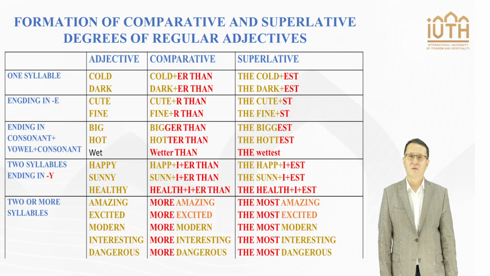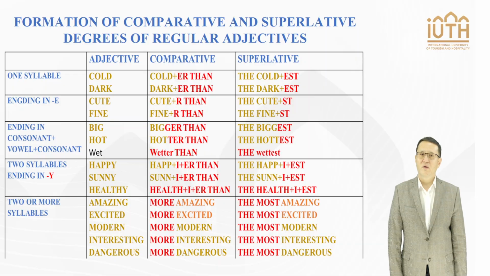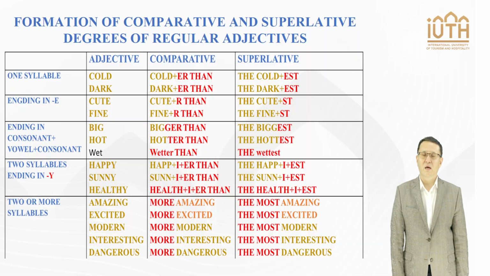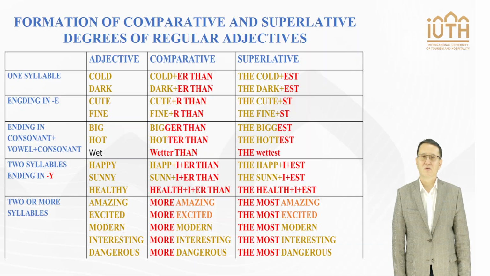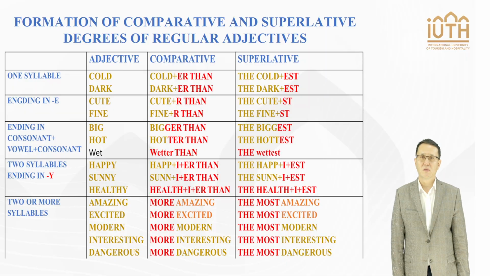In comparative adjectives, we add er, like smaller, taller, faster. In superlative, we add est endings for the superlative form of the adjectives, like smallest, tallest, fastest. For example, John is taller than Mary. Tom is the tallest boy in the class. One syllable ending in consonant plus vowel plus consonant, double the last consonant, then add er and est. For example, positive, big, bigger, biggest, hot, hotter, hottest, thin, thinner, thinnest.